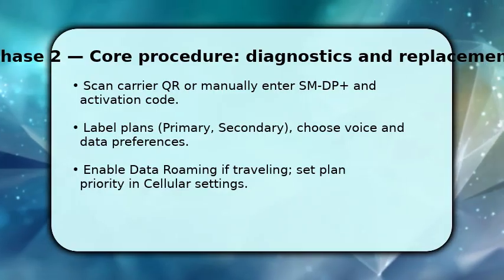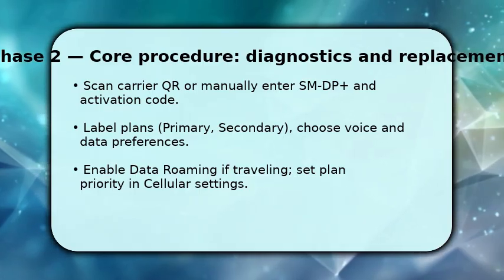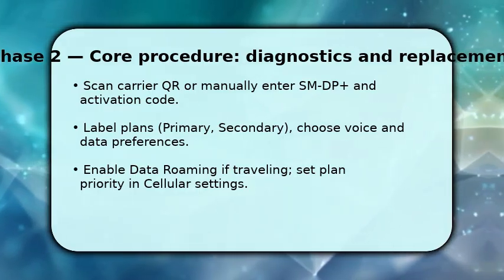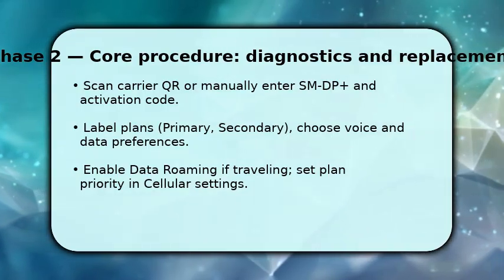Once you scan the QR or fill manual fields, your iPhone negotiates provisioning with the carrier. This is why accuracy matters. You'll be prompted to label the new plan. Pick something clear like primary or travel so you can identify it.